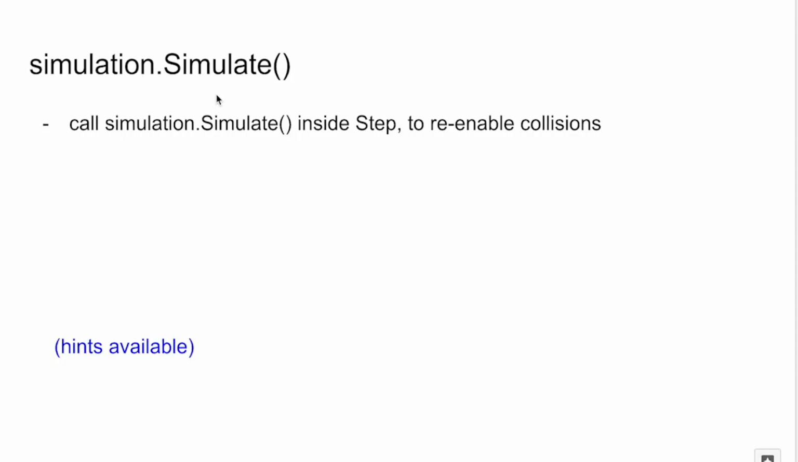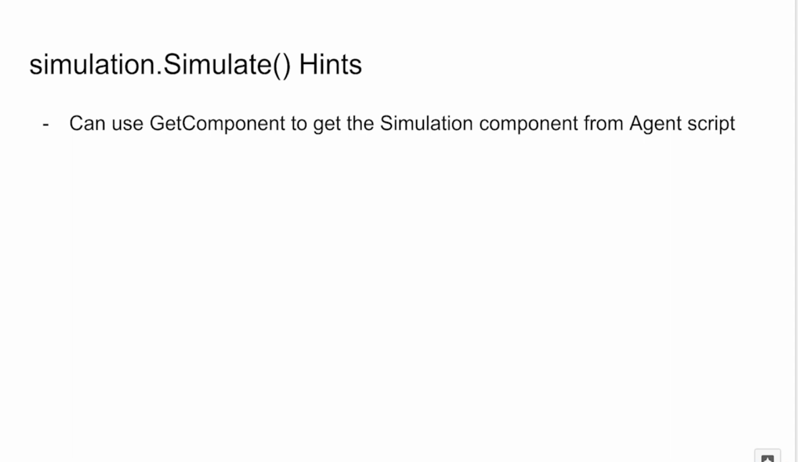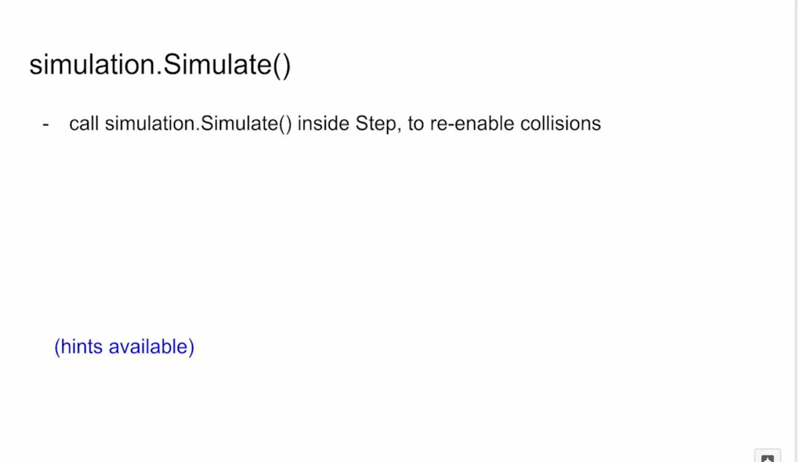All right, so let's have a look at the hints. We just have one hint. To get the simulation component from the agent script, we can use GetComponent because the simulation and the agent are in the same game object. That's all the hints that you get. So if you'd like to attempt the task, then please pause the video.